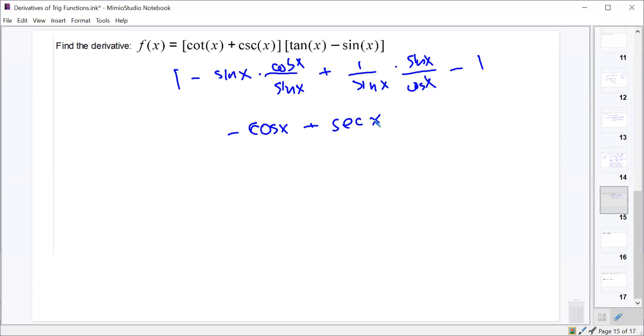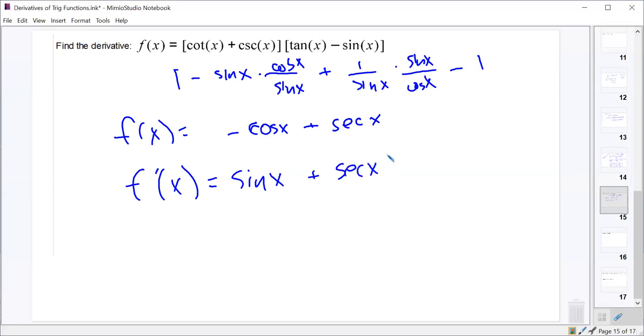Everybody good there? That's just the simpler form of f of x. And so what is f prime of x equal? What's the derivative of negative cosine? Sine of x. Should be sine of x. And the derivative of secant x? Secant x tangent x. Any issues with that?